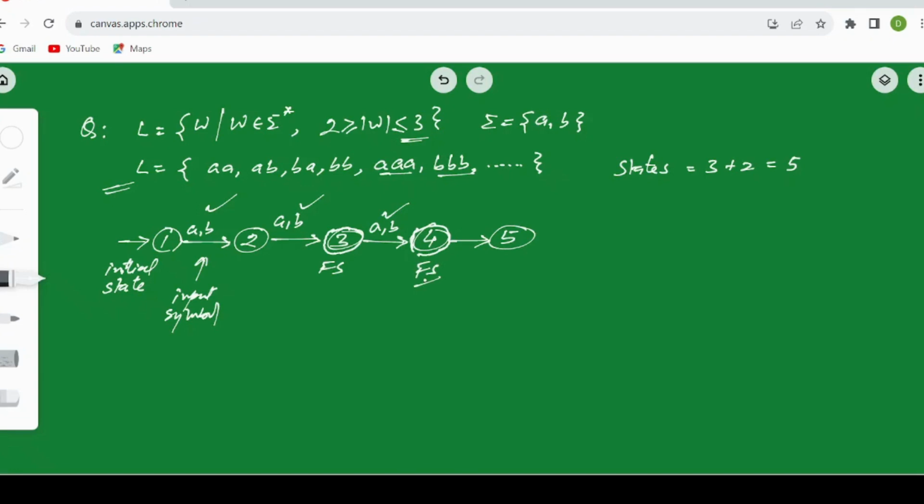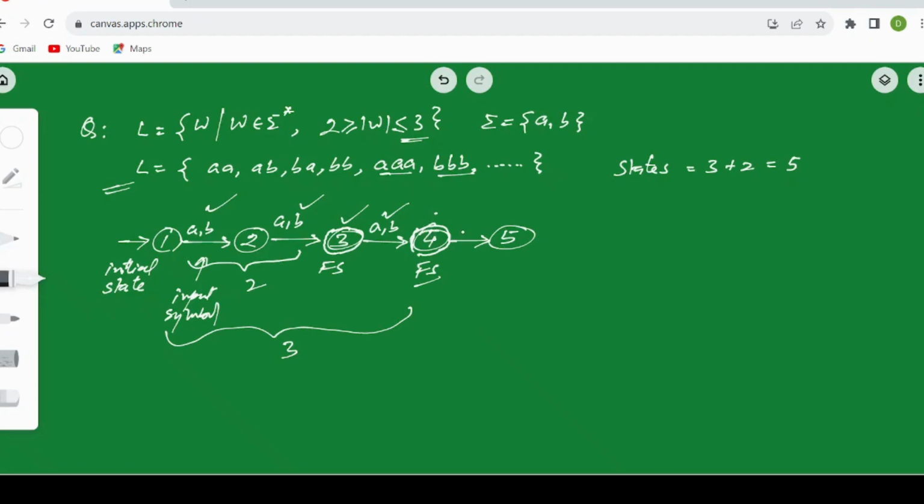In this automaton, we have two final states. State number 3 is accepting the strings of length 2. So this is making the string of length 2 from here to here. This is the length 2. And from this position, this is the length 3. Therefore, state 3 is accepting the string of length 2 and state 4 is accepting the string of length 3.